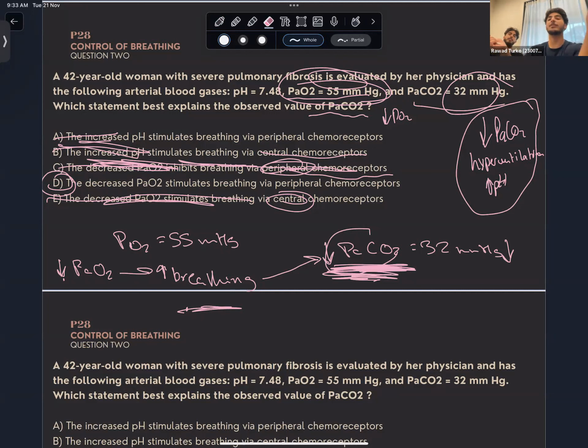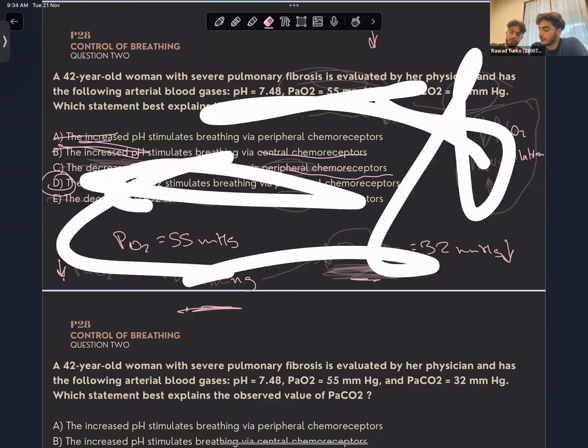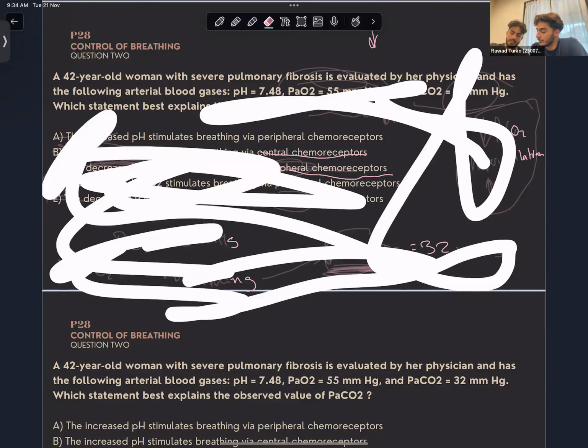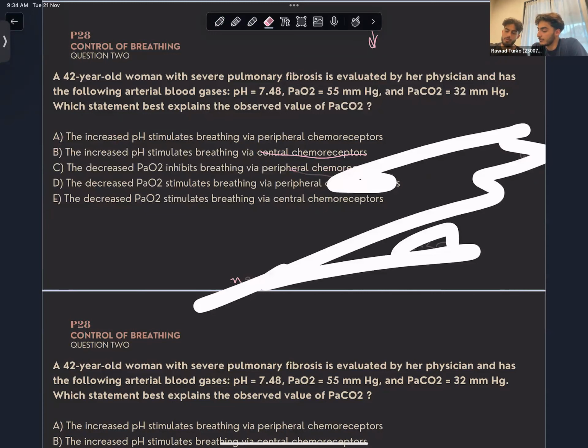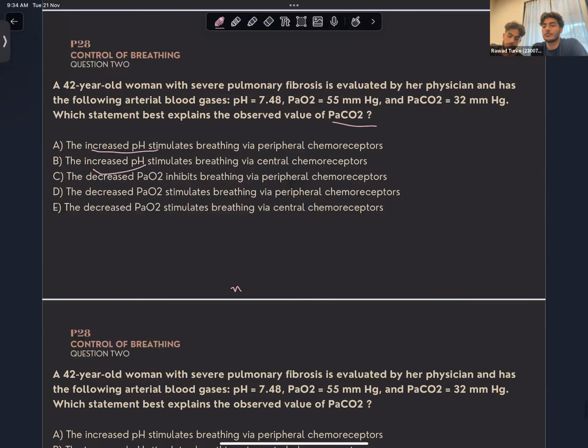Even if we were to look at this question, let's say we didn't try to think about it the way we thought about it right now, and we tried to just go over and remove answers that we thought are wrong. Okay, first of all, we have something going on with PaCO2. Increased pH, in the lecture, it says it does not stimulate breathing. It inhibits breathing. So right away, those two are wrong. They're out.